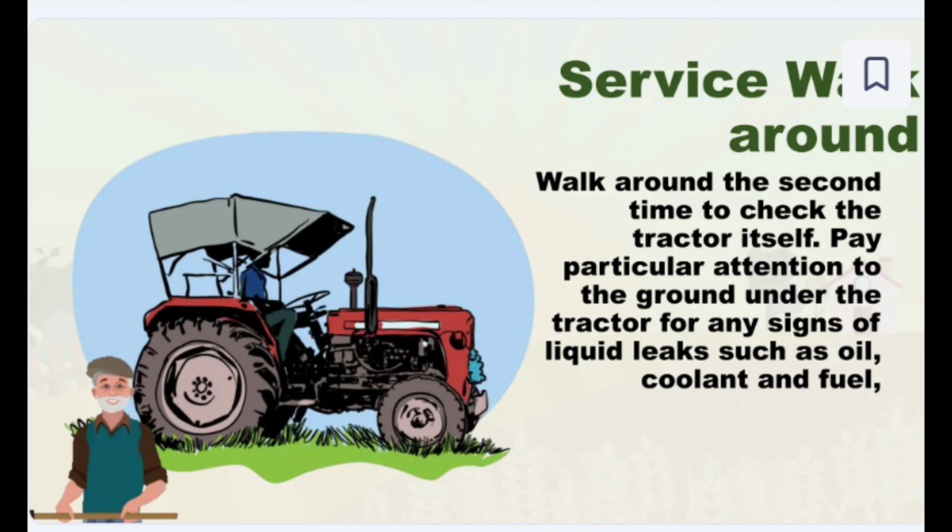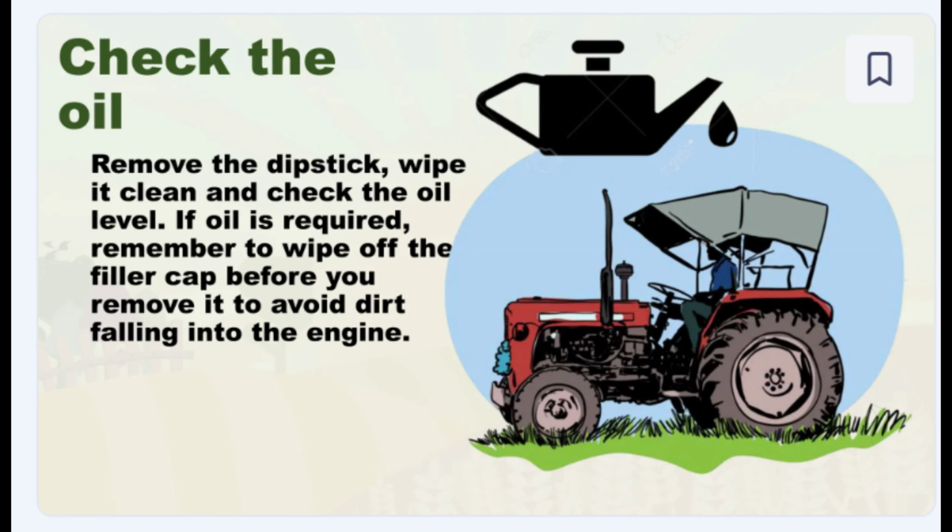Second, service walk around. Walk around the tractor a second time to check the tractor itself. This time you will look at the tires, power takeoff shaft, shielding, and guarding to make sure it moves freely. And pay particular attention to the ground under the tractor for any signs of liquid leaks such as oil, coolant, and fuel. With that being said, we're now going to check the oil.